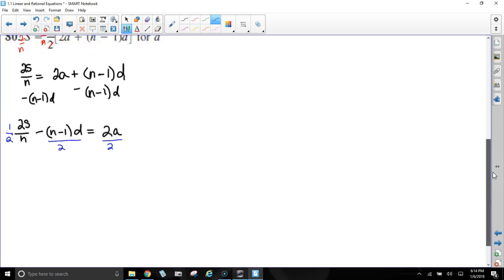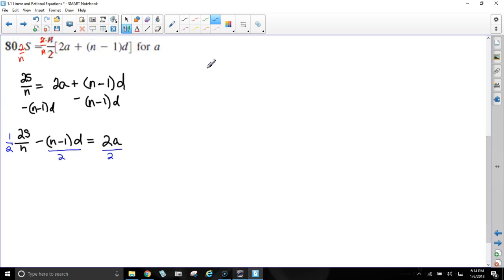Now, what we have is, once we reduce the 2's here, we have s over n, because the 2's reduced, minus quantity n minus 1 times d. That term is divided by 2. That is equal to A. And so we solve that formula for A.